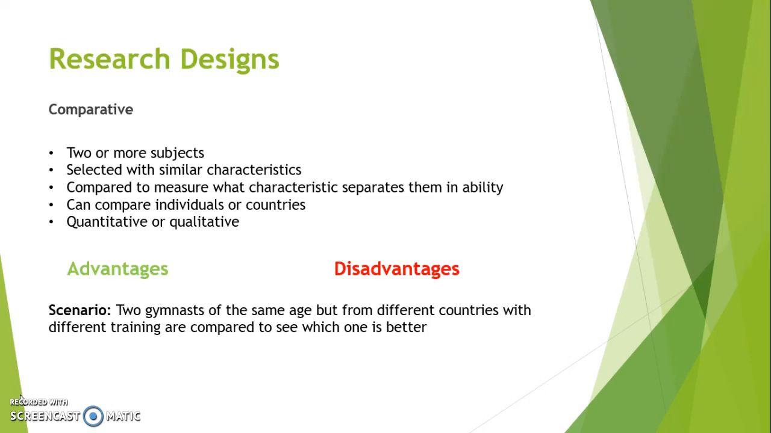Looking at a scenario, you get two gymnasts of the same age bracket. So this could be, say, 14-year-olds, but you get them from different countries' setups with different training, and these are then compared to see which one is better in their particular event, and maybe what areas they're better at.